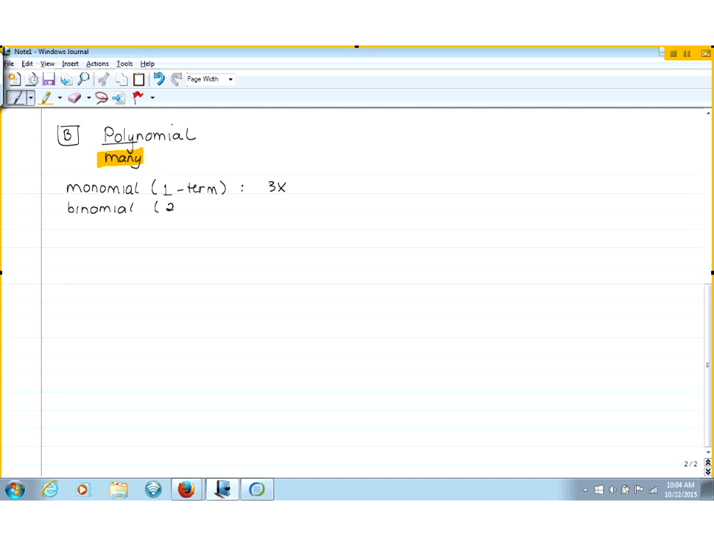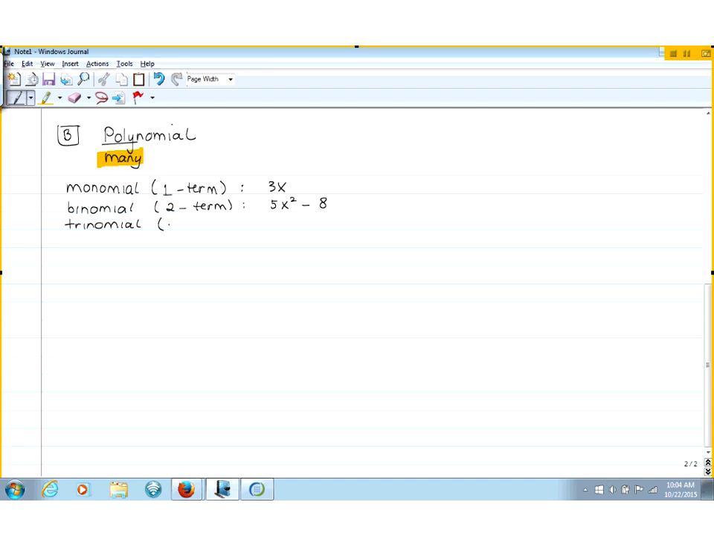Binomial. What is it? Two terms. It's a polynomial with two terms. Give me an example of a binomial. Come on, you know. 5x squared minus 8. That's a binomial. Yeah.